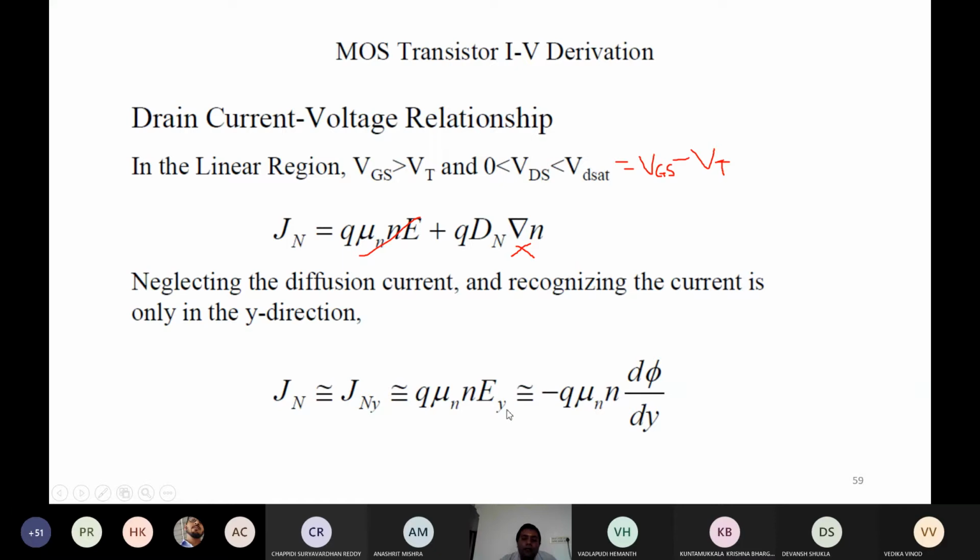Also, the electric field is the negative gradient of potential. Phi is the surface potential on the channel. So E is equal to minus d phi by dy. So basically this gives the new relation, minus q mu n n d phi by dy, which we will calculate further.